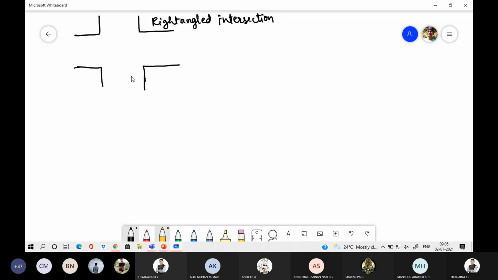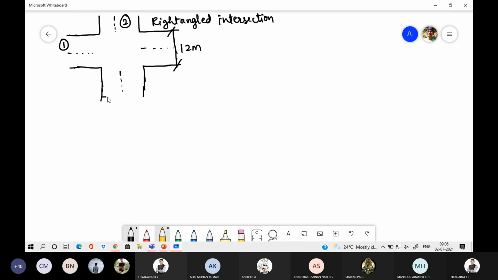What are all the things they have given? They have named the roads. So we will consider this as road 1 and this as road 2, and there will be 2 lanes on each road. You have to draw the diagram like this only. Now tell me, what is the width of the road they have given? Width of road 1 is 12 meters. What is the width of road 2?